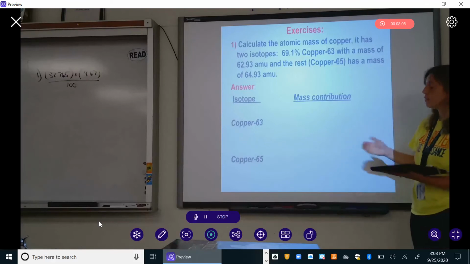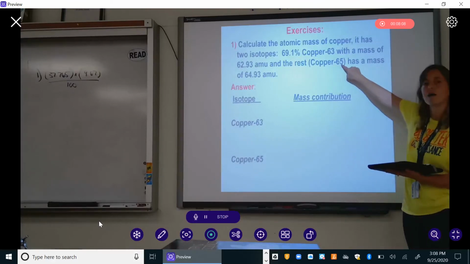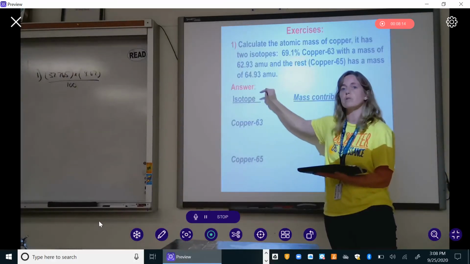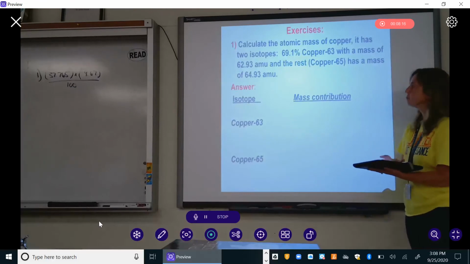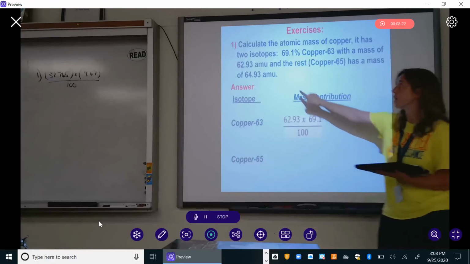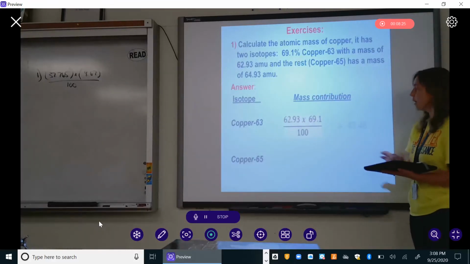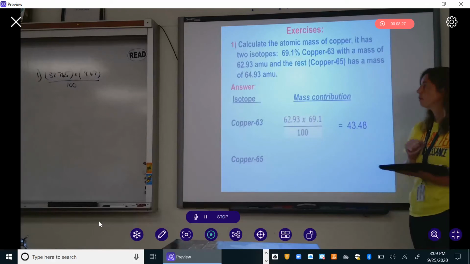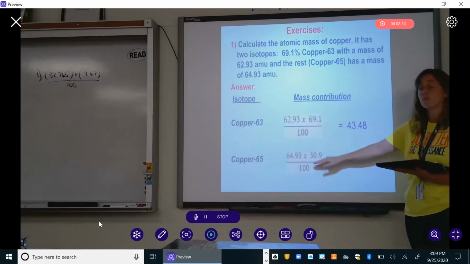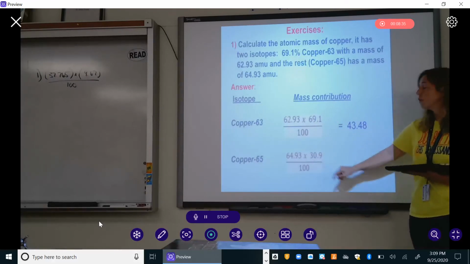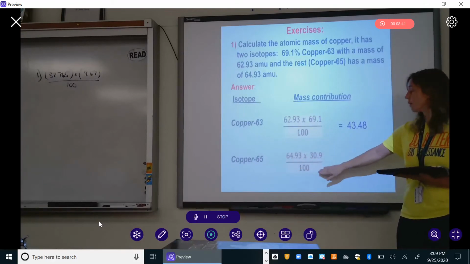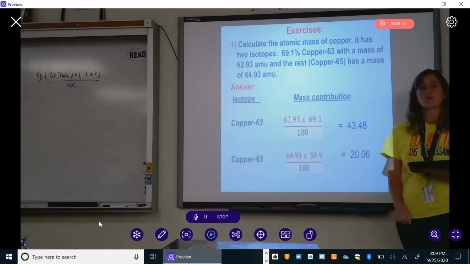So now let's go ahead and start calculating. Remember, even though I have my rounded mass number, if they give me the decimal number in the problem, that's what I want you to use when calculating average atomic mass. So here we have 62.93 times the percent abundance divided by 100, and that's going to give me 43.48. Okay? Now, I've already subtracted my 69.1 from 100, and that gave me 30.9%. So now I'm going to take 64.93 times 30.9% divided by 100, and it's going to give me 20.06.